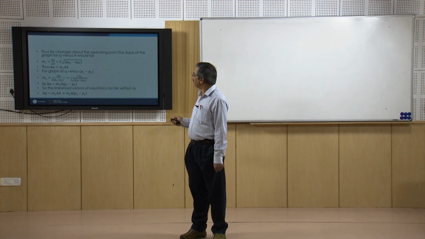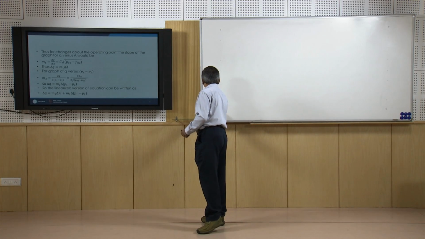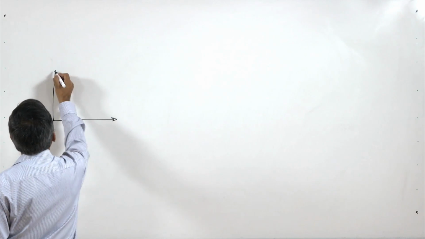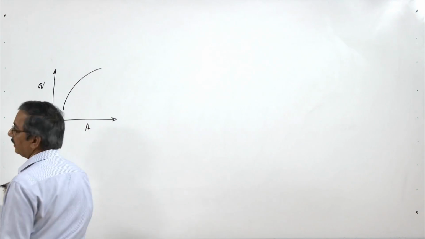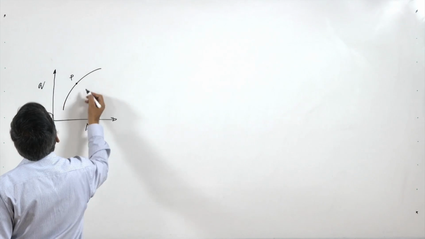So, once I know C and the pressure drop at the operating point, I can find M1. Once I have M1, I can write del Q equal to M1 del A. Basically, this is a graph which we have seen in the nonlinear equation chapter. So, this is your Q and this is A, and the nature of the graph is something like this, and here we have the operating point, say P.